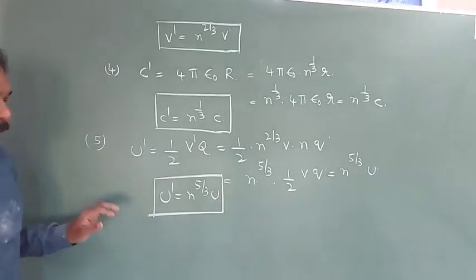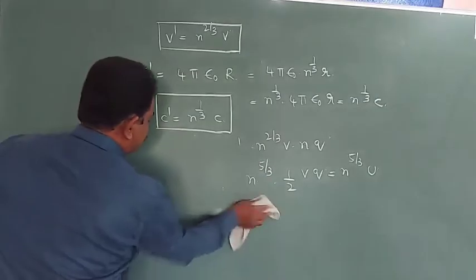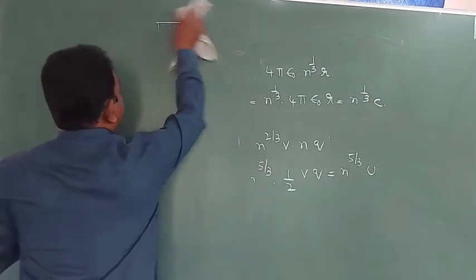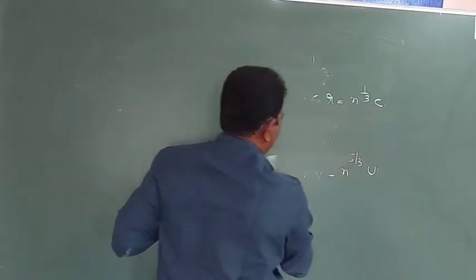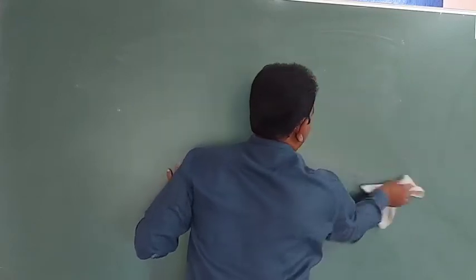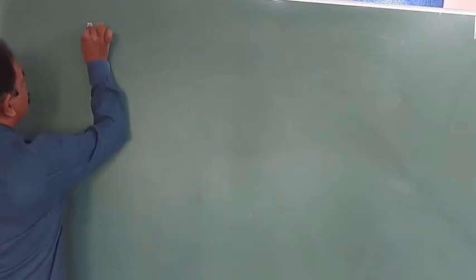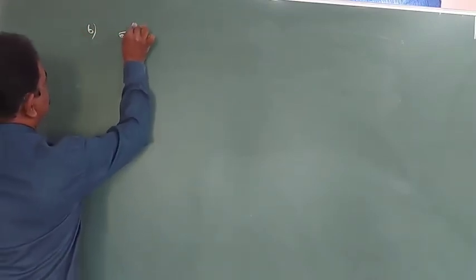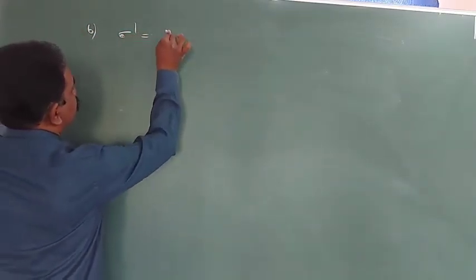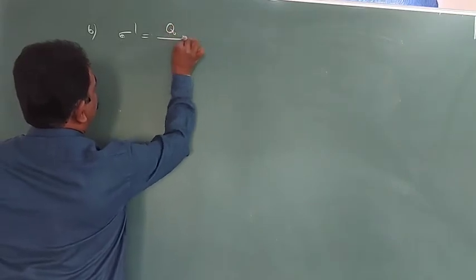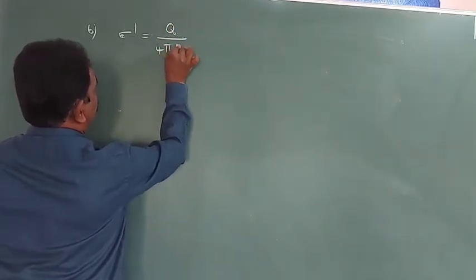Next, if we write surface charge density, sigma dash is equal to capital Q by 4 pi r square.